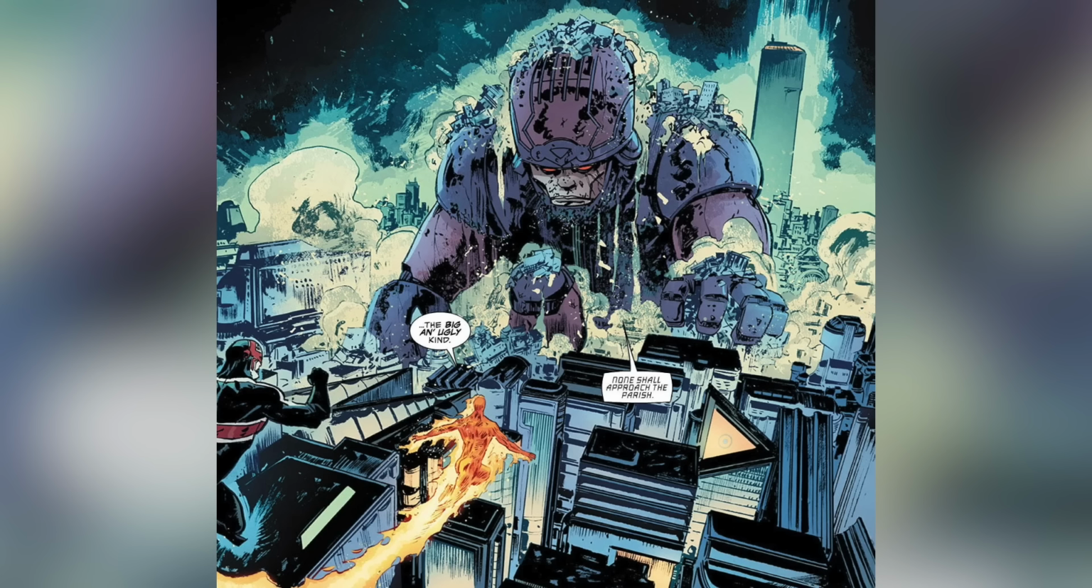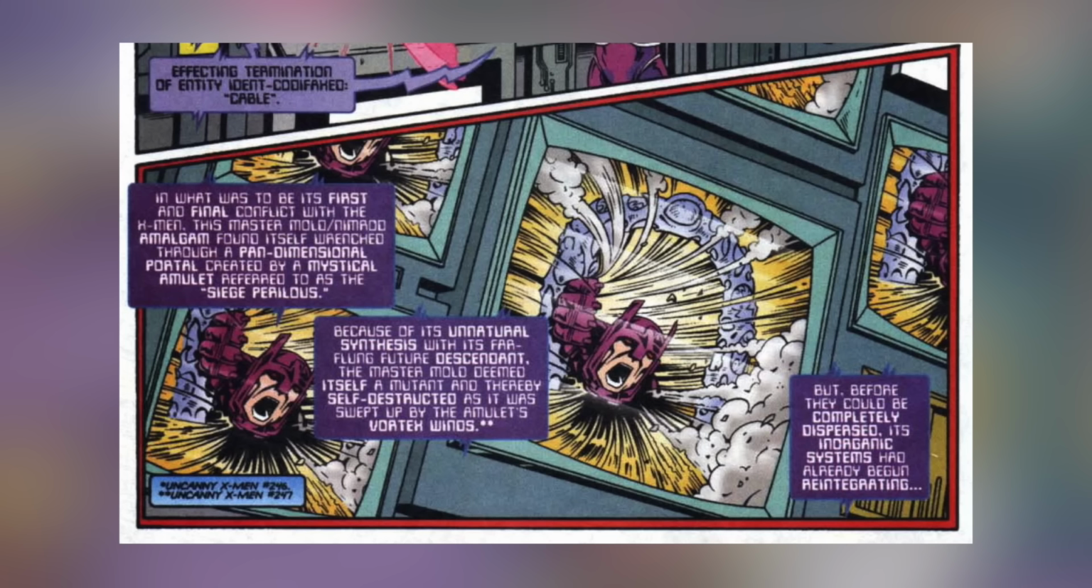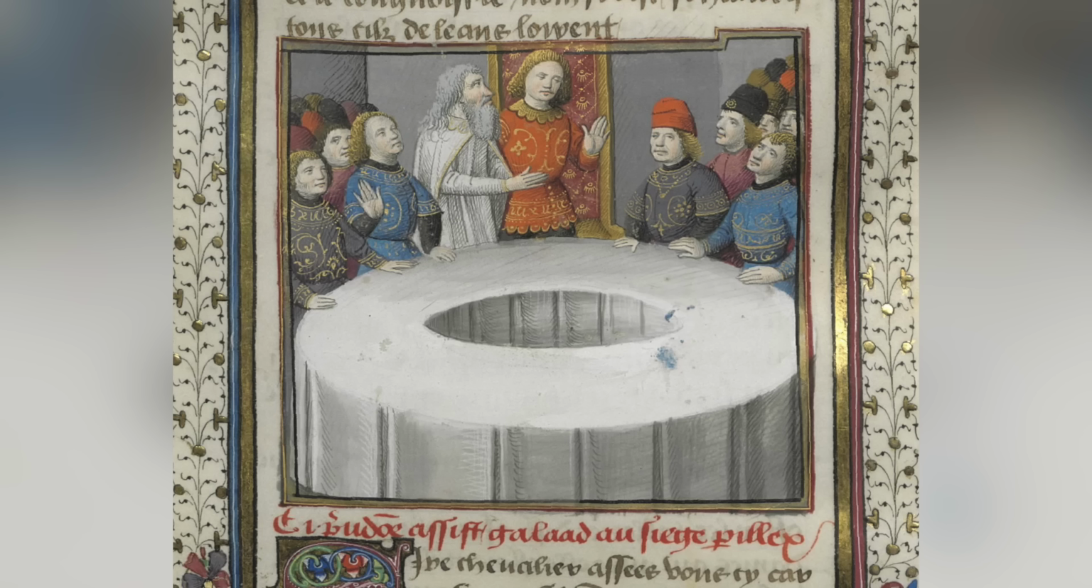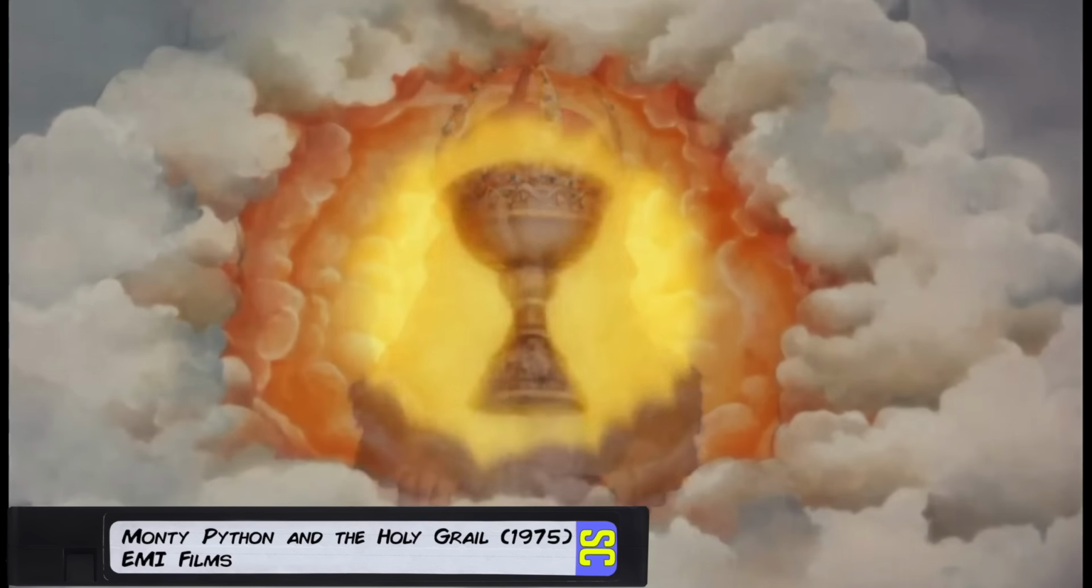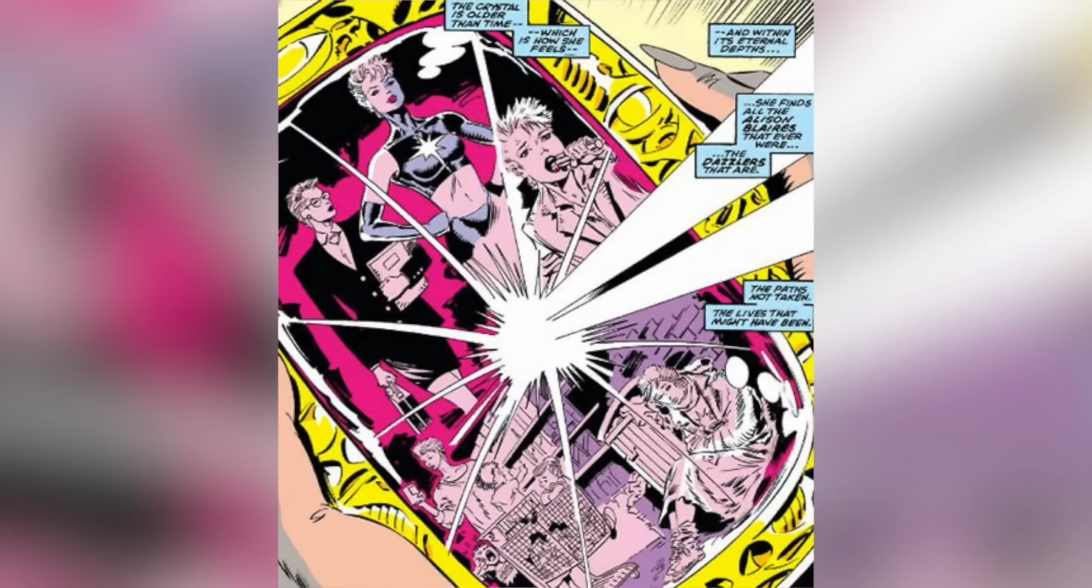Long story short, the X-Men are fighting Nimrod when a buried master mold comes out of the ground. Then Rogue punches both of them through a portal called the Siege Perilous. Now, the Siege Perilous is taken from Arthurian lore. It's the empty seat at the round table reserved for any knight who found the Holy Grail. But in the X-Men comics, it's a gateway to the multiverse, and it essentially grants you a second chance at life.